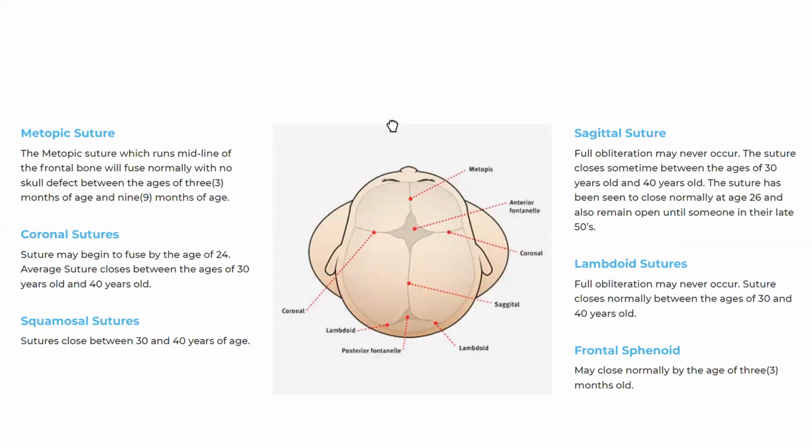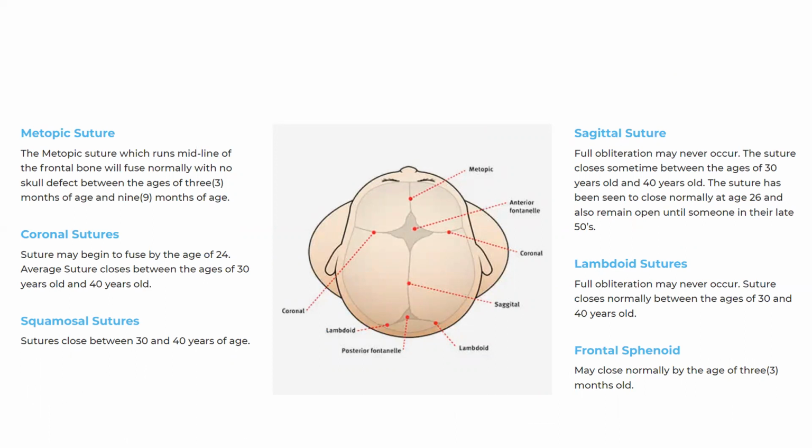The metopic suture you can see between these two frontal bones. It usually fuses between the age of 3 months and 9 months. And this is the coronal suture, again between the frontal bone and the two parietal bones. They begin to ossify by the age of 24 years. On average, the suture closes between the age of 30 years and 40 years.